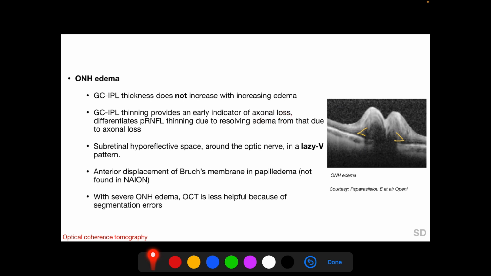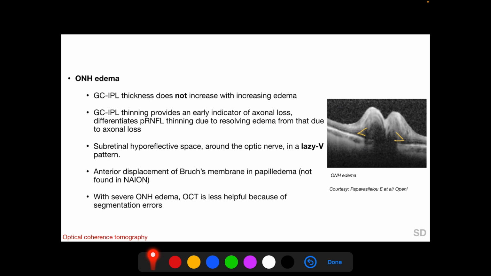However, p-RNFL thinning can happen due to either the edema resolving with time or an axonal loss. As a result, the p-RNFL thinning cannot differentiate between a resolving edema and a progressing axonal loss, and so the GC-IPL thinning becomes an early indicator of axonal loss.